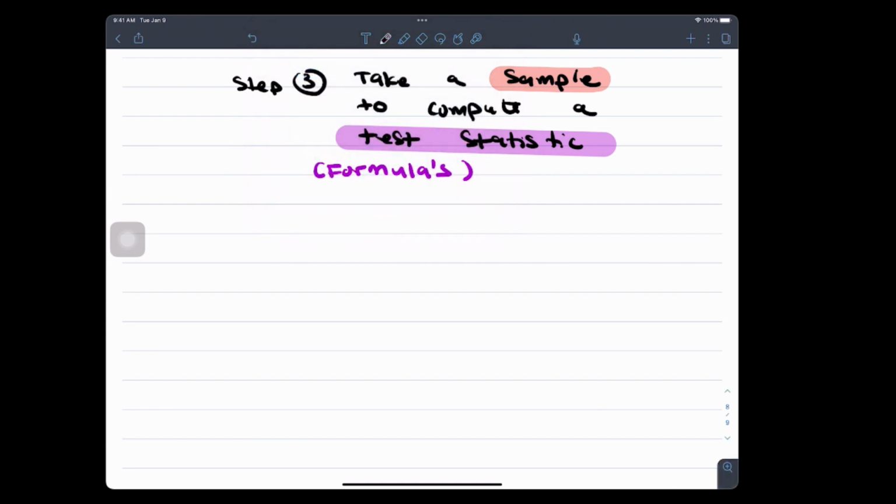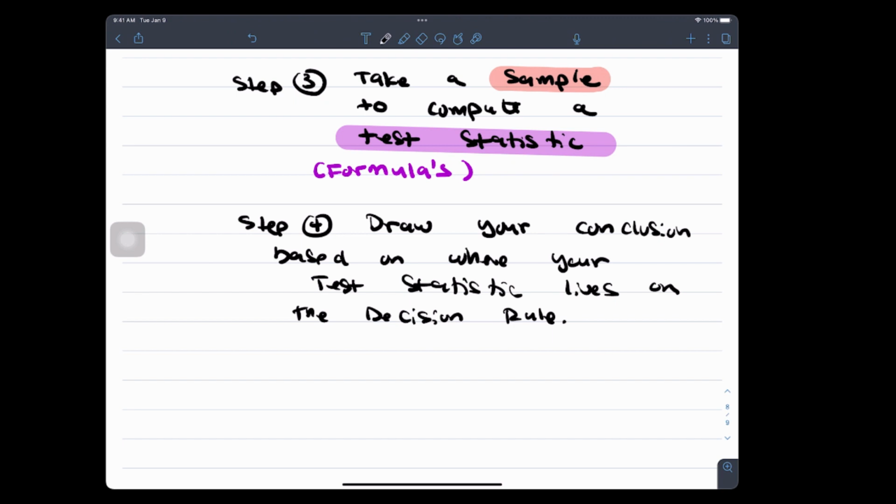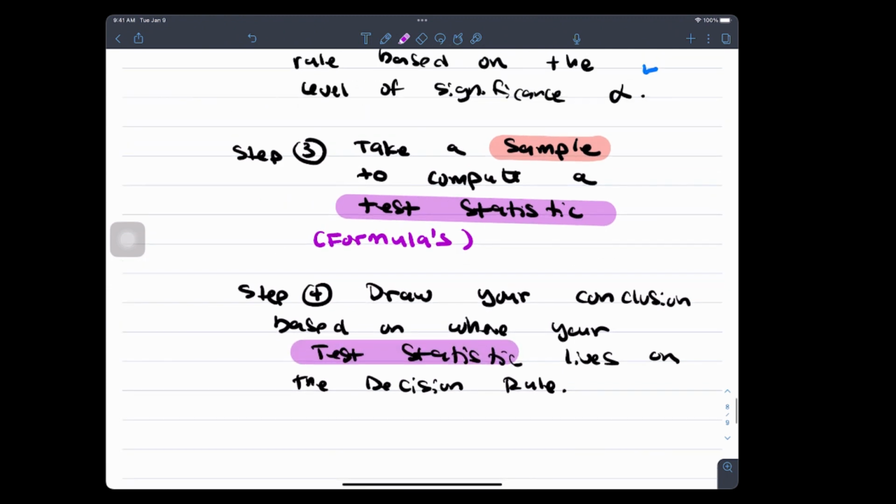Now, once you do that, step 4, you draw your what? Conclusion. Based on where your what? Test statistic lives on the decision rule. This is the last step. You take a sample. Yes, it's a formula. You put your sample information in your test statistic. You're going to see where the what? Test statistic, that thing in purple, lives on the decision rule. You might say, what decision rule? The one you just created.